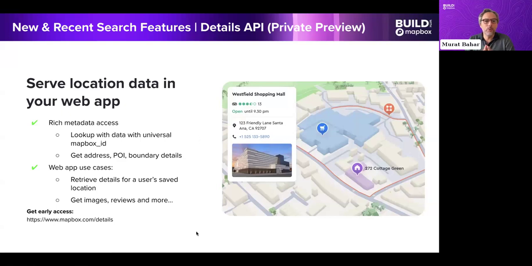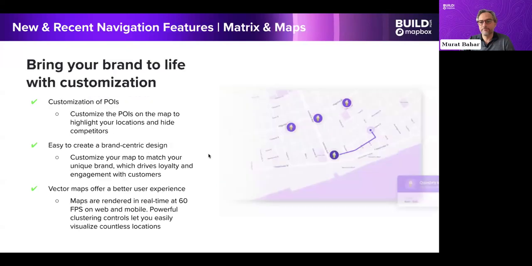And here we support any use case where you want to get rich metadata. This could be routes, or images around POIs. And if you are saving those IDs, the universal Mapbox ID, and you want to retrieve this result later, you can use Details API for this use case. And now I'm passing it to Ryan for navigation features.